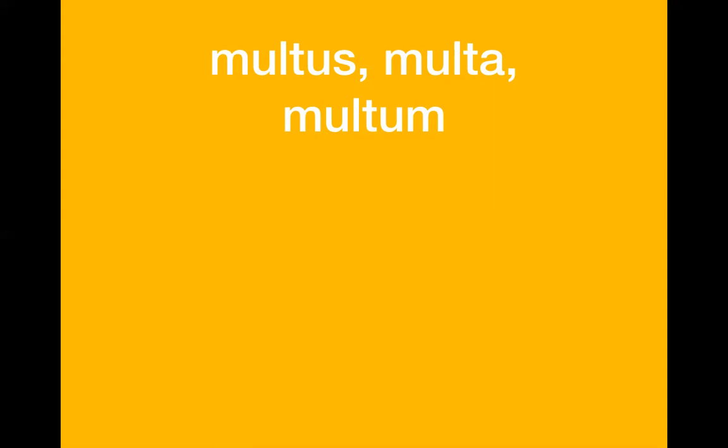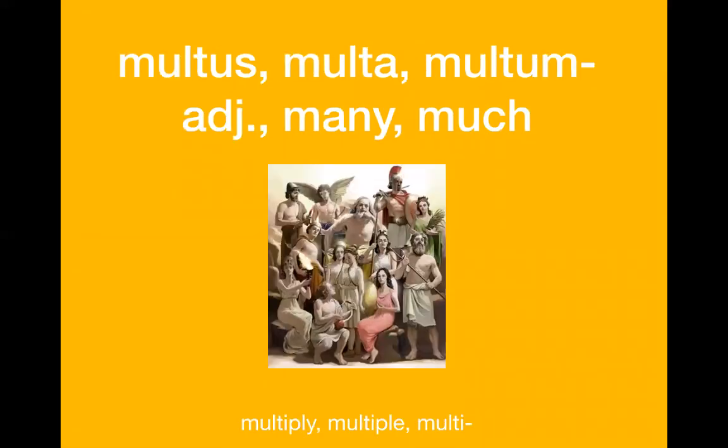Multus, multa, multum. Don't get it confused with Magnus, magna, magnum. You know it is an adjective. Ava, it means what? Yeah, many or much. And so we get words like multiply, multiple. We get the prefix multi, like multicolored or whatever. There's a bunch of gods. There's many gods. Tuus, tua, tuum. We haven't seen this one too much.